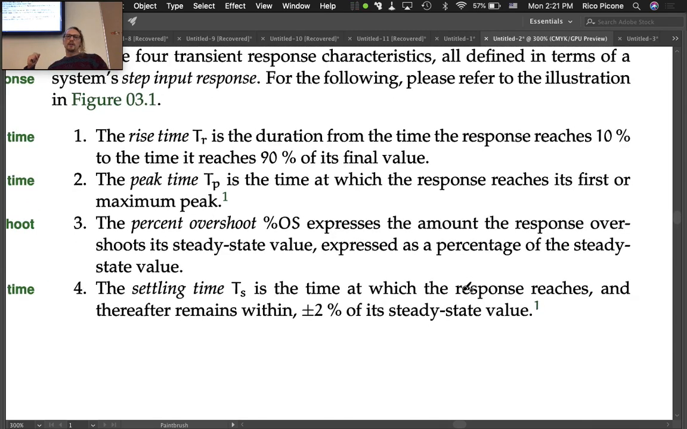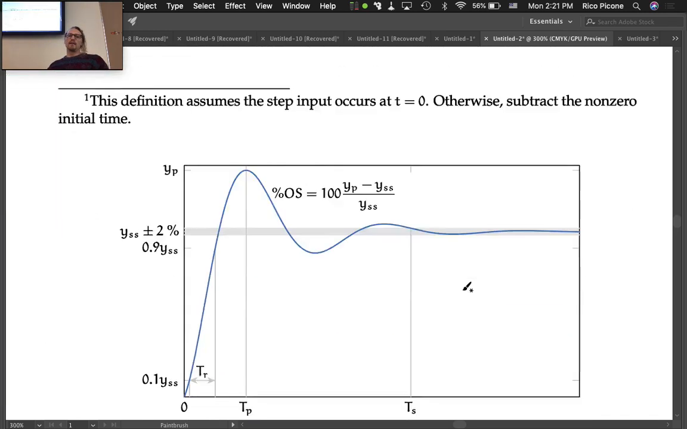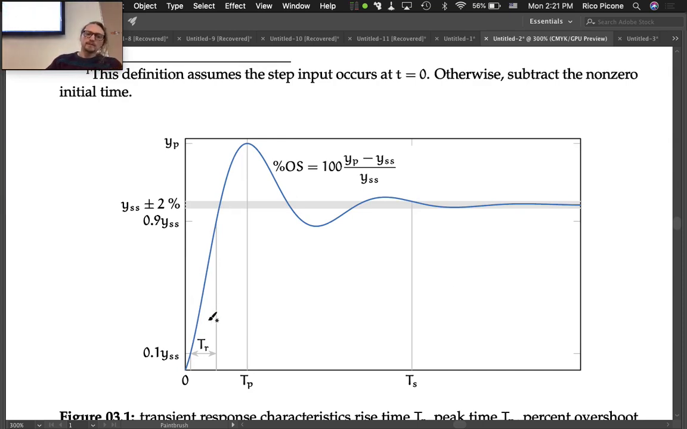And the first one's called the rise time, which is the duration from the time the response reaches 10% to the time it reaches 90% of its final value. So from 10% to 90% is this time interval, TR. And that is characterizing how long it takes for the system to respond to this input, right? So it's a pretty good measure of how quick the control system responds.